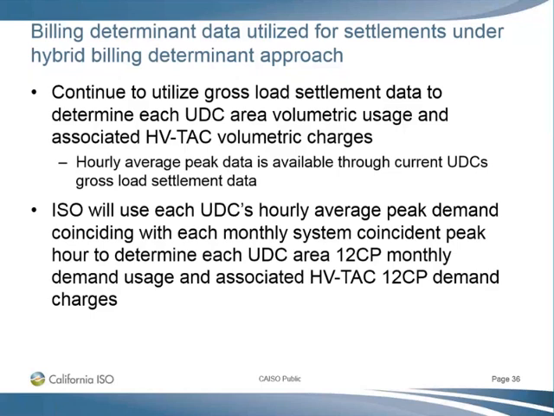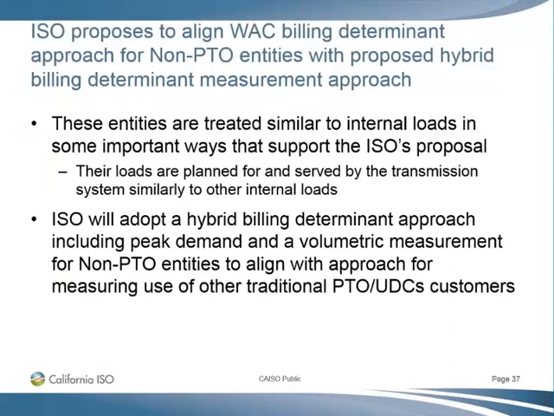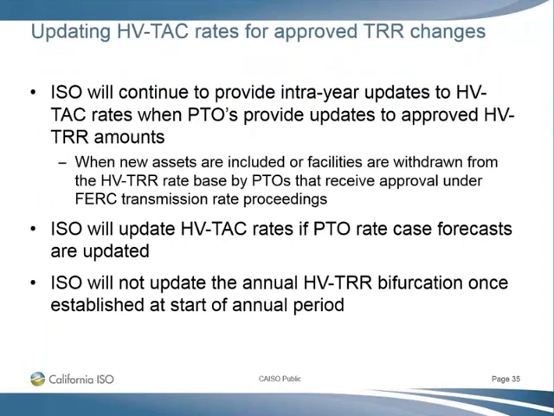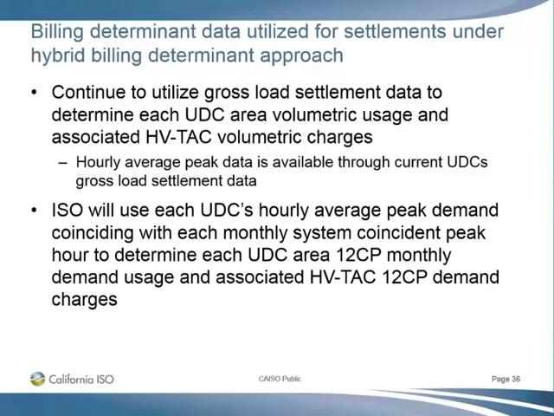So that is the overview of the data set that we would utilize, and it lines up pretty well with the way that we do things currently, so there isn't going to be a new type of metering or measurement or anything like that. We can just glean that information from our settlements process that we currently have. Okay, any questions about either updating the TRR or updating the rates throughout the year, or anything on this data that we would use for settlements?